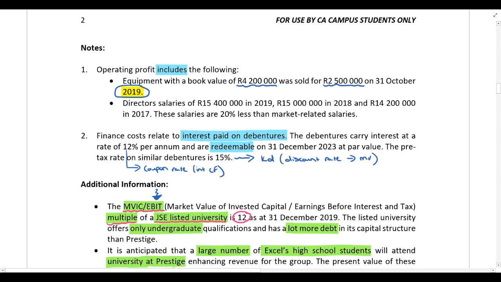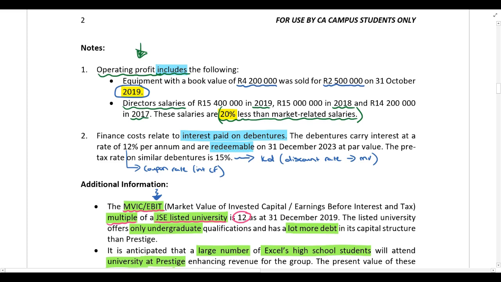All right, then we also have directors' salaries that are not market related, because these salaries are 20% less than market related salaries. So you've been given the salary that's been recorded in the accounting records. So these salaries have been included in the calculation of operating profit. You've been given the salary for 2019, for 2018, and for 2017. But the salary that has been recorded in operating profit is 20% less than market-related salaries. So the expense has been understated. We are going to have to expense an additional 20% so that we make sure that the expense is reasonable and it's market-related.